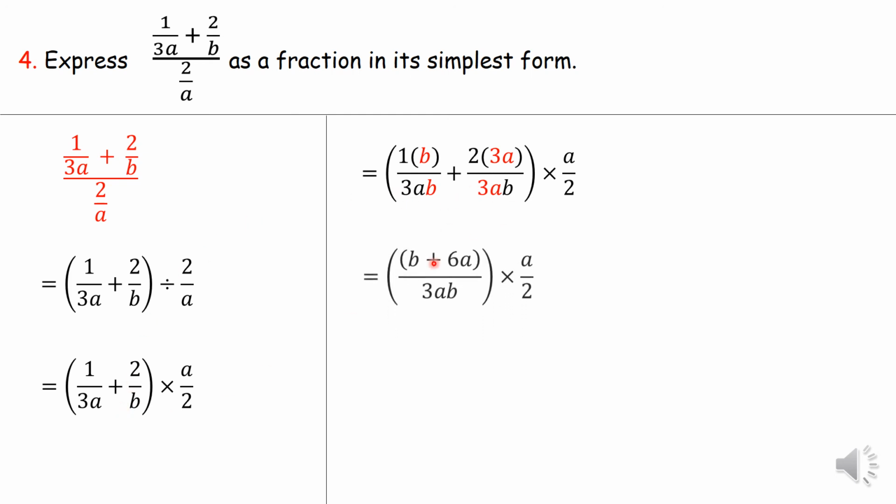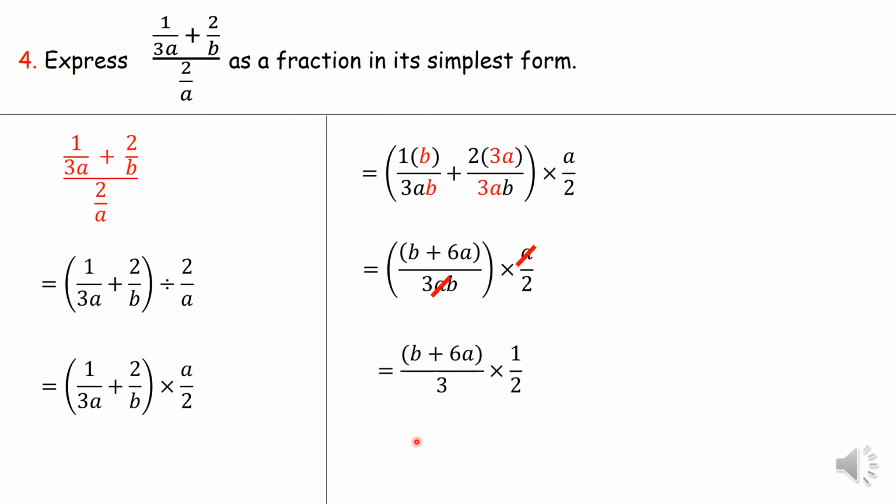Okay, so the numerator becomes b plus 6a, the denominator becomes 3ab times that a over 2. Since it's just one term, I can go ahead and I can cancel out the a's. Alright, so once I've done that, I'm going to have b plus 6a in brackets upon 3 times 1/2. Now you're nearly done. Numerator times numerator and denominator times denominator give you b plus 6a upon 6 as the final answer.